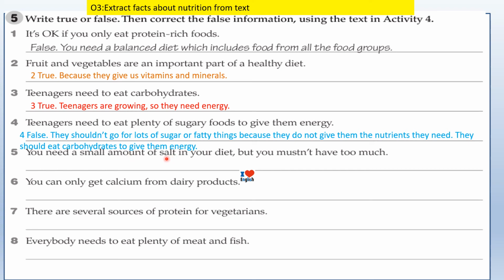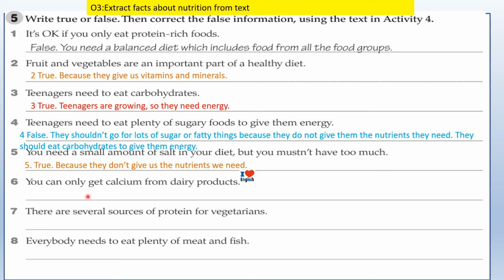You need a small amount of salt in your diet. We have talked about salt. A little salt is healthy, but a large amount of salt is unhealthy. You mustn't have too much. So, as you agree with me, this is true, because too much salt doesn't give us the nutrients we need. We mustn't have too much salt in our food.